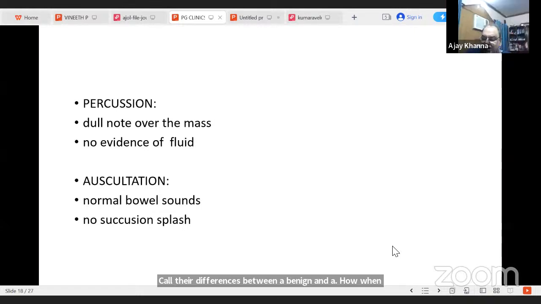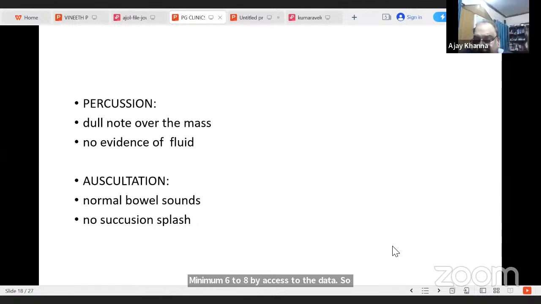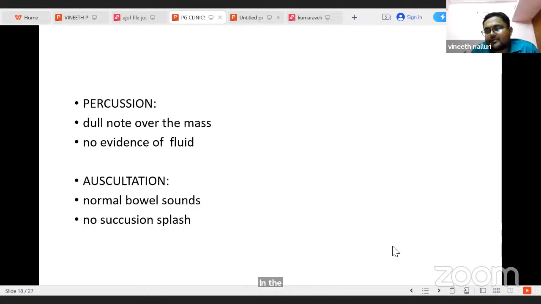How many biopsies will you take for confirmation of the diagnosis? Minimum 6 to 8 biopsies to be taken, sir. So after you have done the upper GI endoscopy and taken the biopsy, the biopsy comes out to be a case of adenocarcinoma. Yes, sir. What further are you going to do?